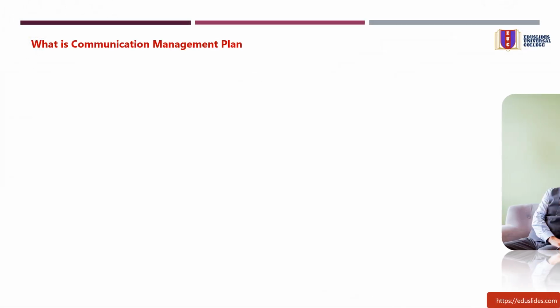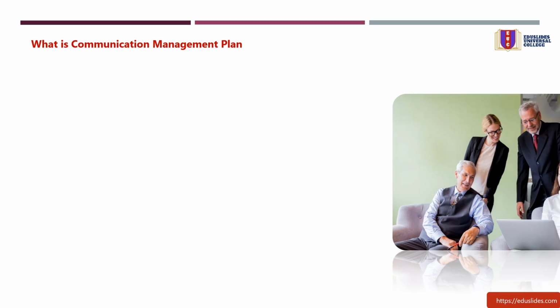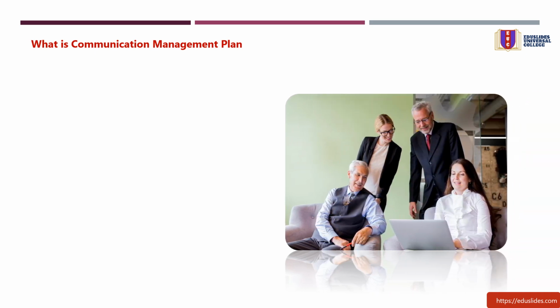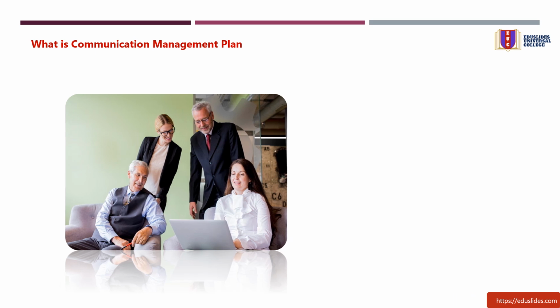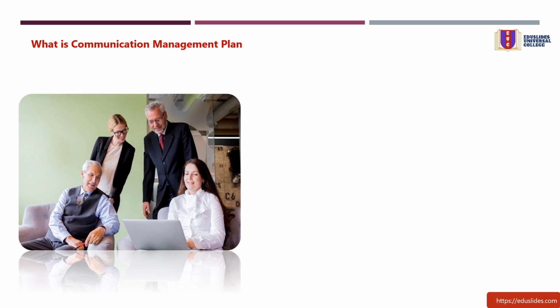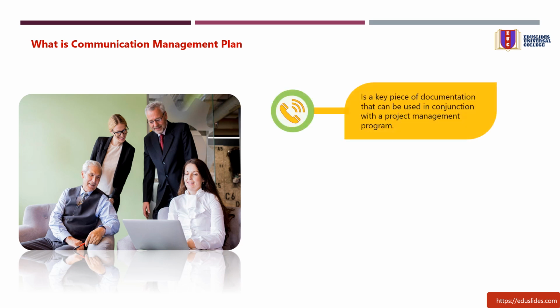As part of the benefit, stakeholders and team members can use a communication plan to help them understand the information that they need, how it will be shared, and which channels they should use for communication. A communication plan, also known as a communications management plan, is a key piece of documentation that can be used in conjunction with a project management program. It provides additional information not found in the general document.